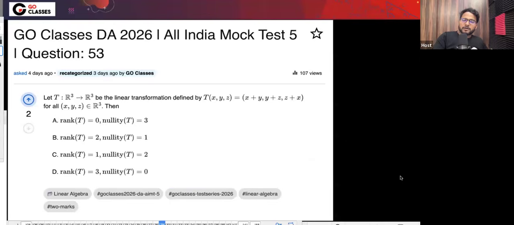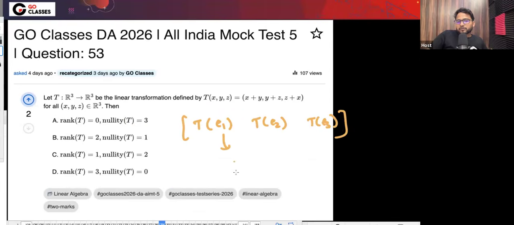Now let's go to this question. They're asking the rank and nullity of this matrix. So what will be the matrix of this linear transformation with respect to the standard basis? As you know, the matrix will be T of E1, T of E2, T of E3, where E1, E2, E3 are the standard basis vectors: E1 is 1 0 0, E2 is 0 1 0, and E3 is 0 0 1.